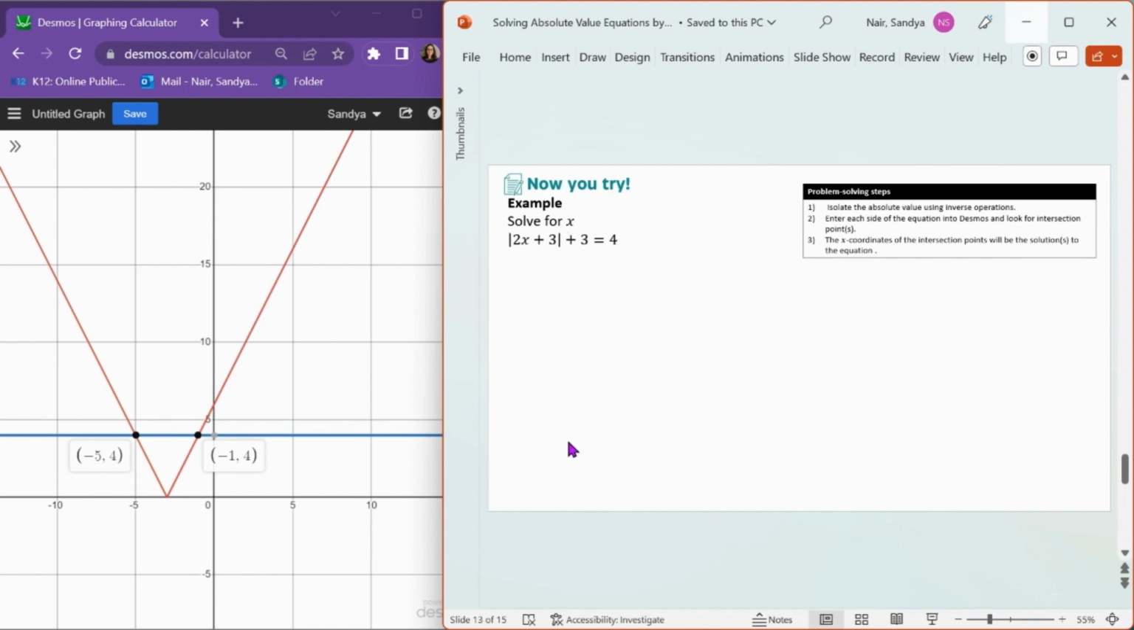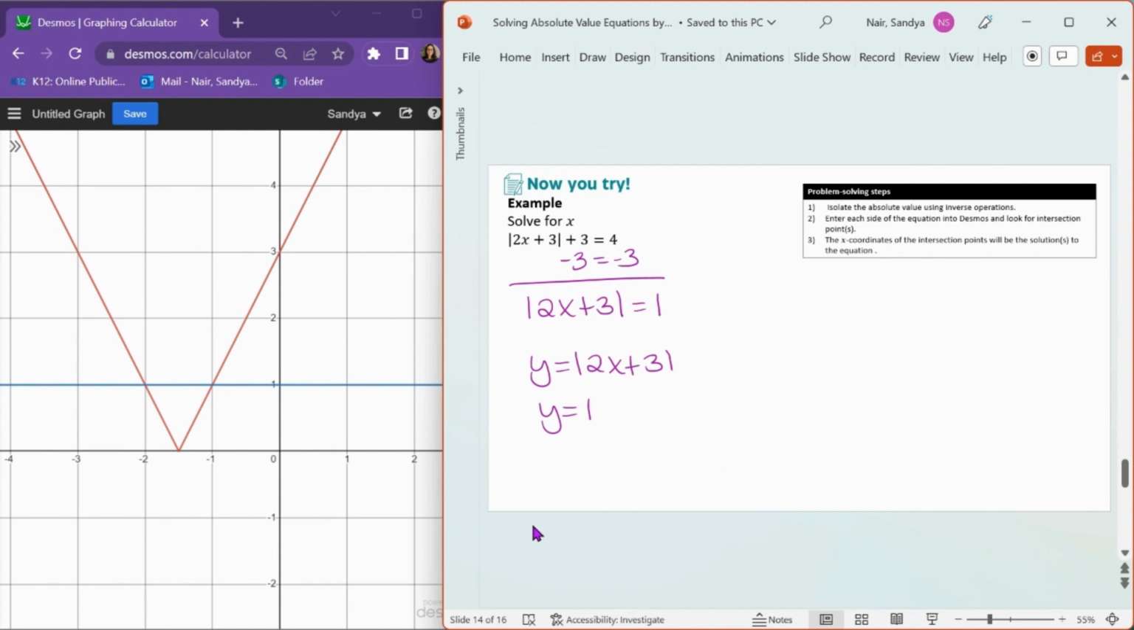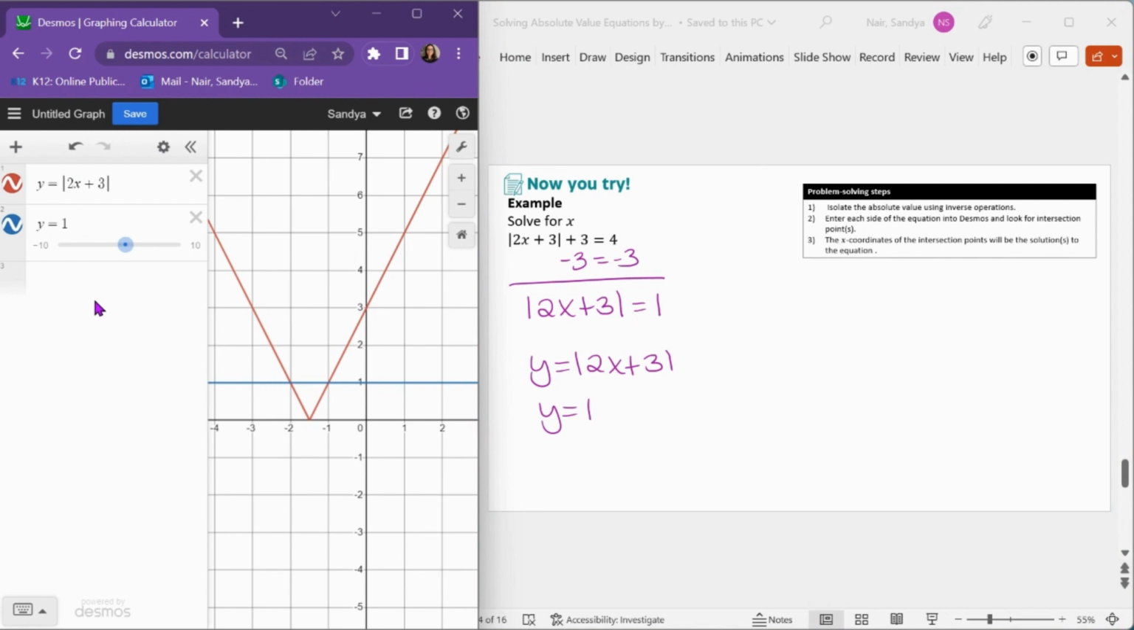So now you can go ahead and pause the video and try doing this example on your own. So remember, in this equation, we want to start off by isolating the absolute value. So when we isolate the absolute value, we get the absolute value of 2x plus 3 equals 1. And so we're going to enter this in our calculator as y equals the absolute value of 2x plus 3 and y equals 1. So that's exactly what I've done here.